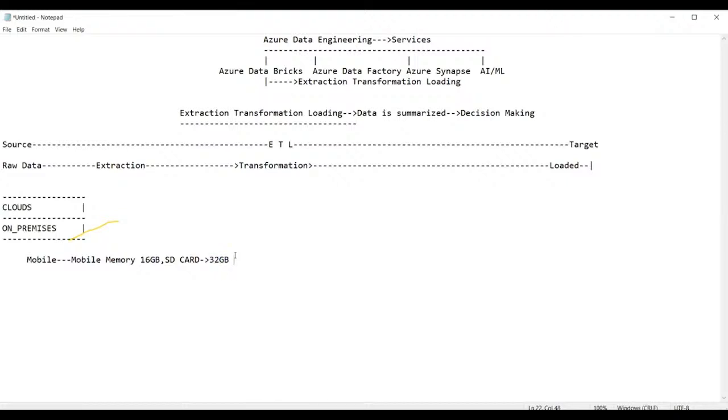So now tell me, totally what is the amount of memory you have in your mobile phone now? 32 plus 16. Guys, tell me. 32 plus 16 means what? 48 GB. Very good. So totally, you can store up to 48 GB in your mobile phone along with the SD card.